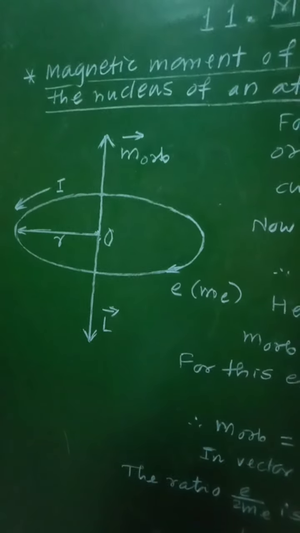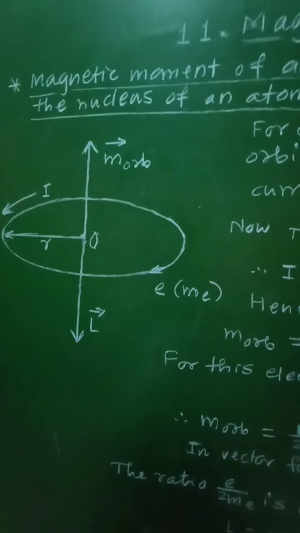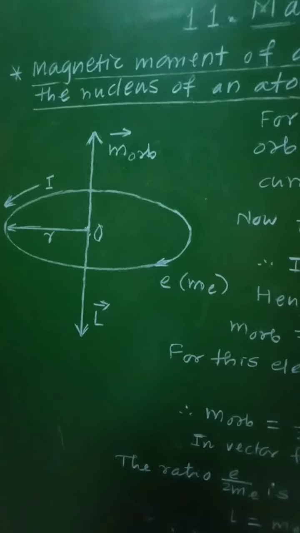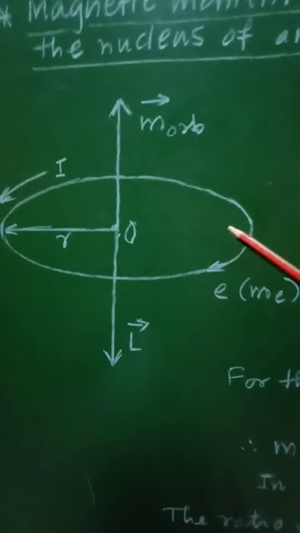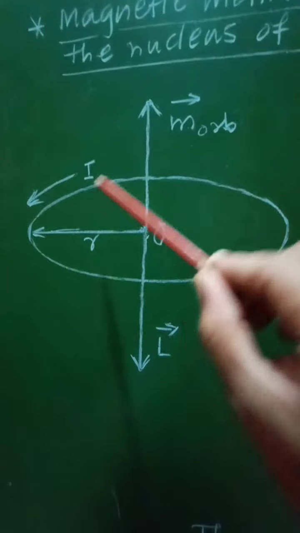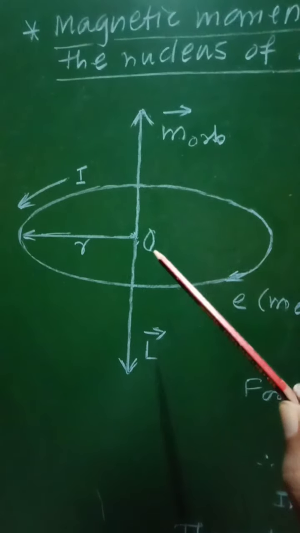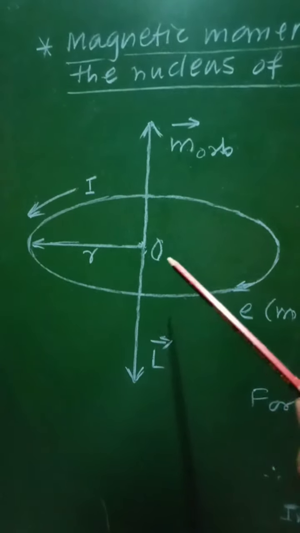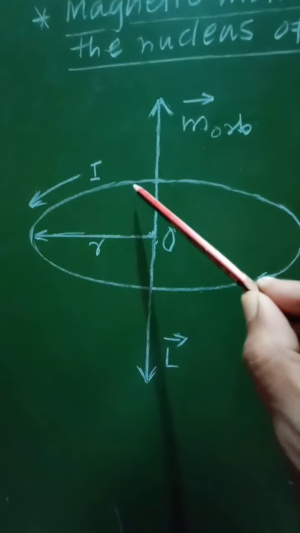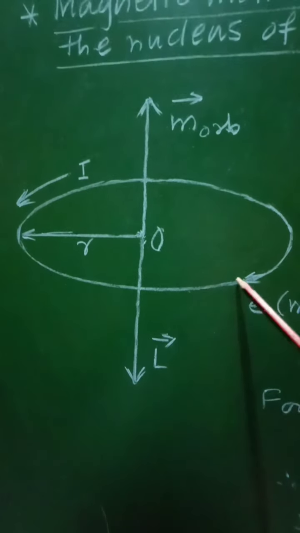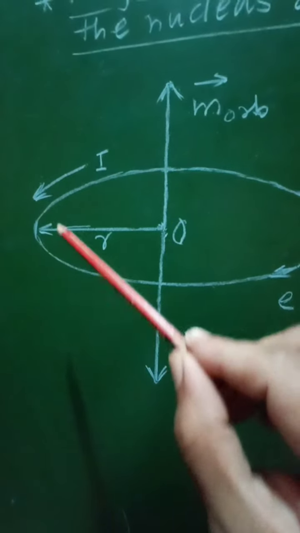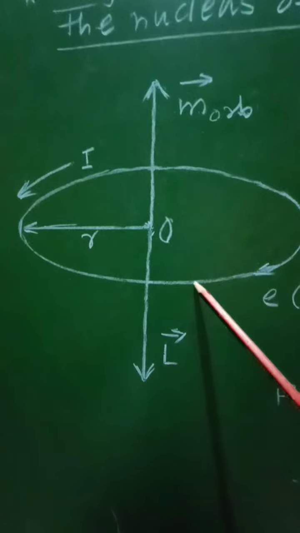So in order to obtain the expression for the magnetic moment of an electron revolving around the nucleus of an atom, let us consider an electron having charge e and mass m_e revolving in clockwise direction around the nucleus of the atom. Then let I be the current due to the motion of this electron. As the electron is moving in clockwise direction, the current will be set up in anti-clockwise sense.